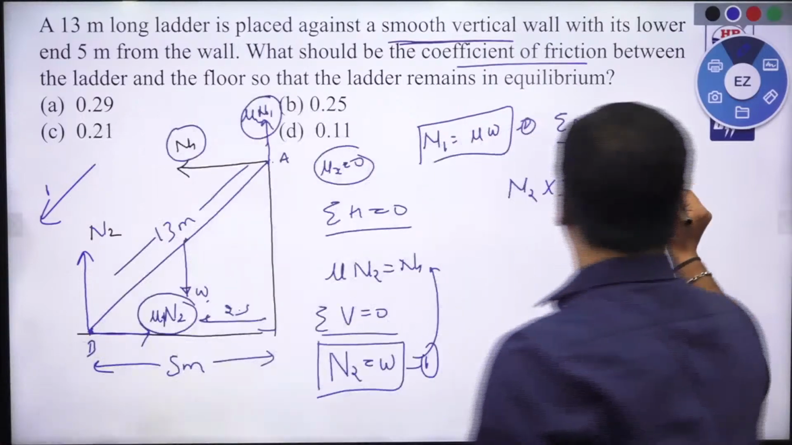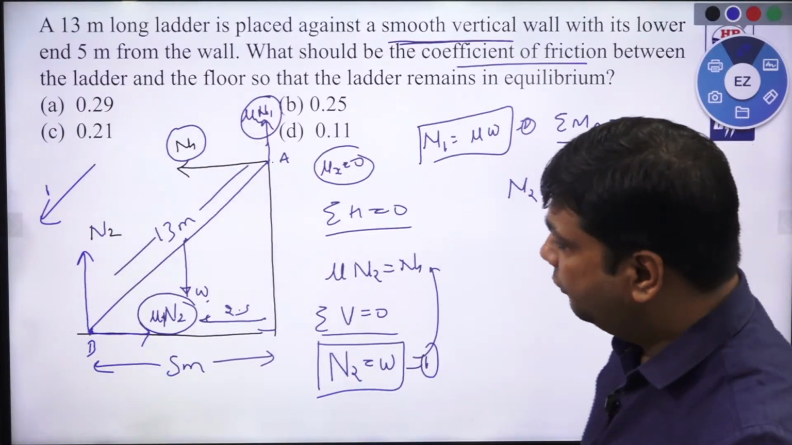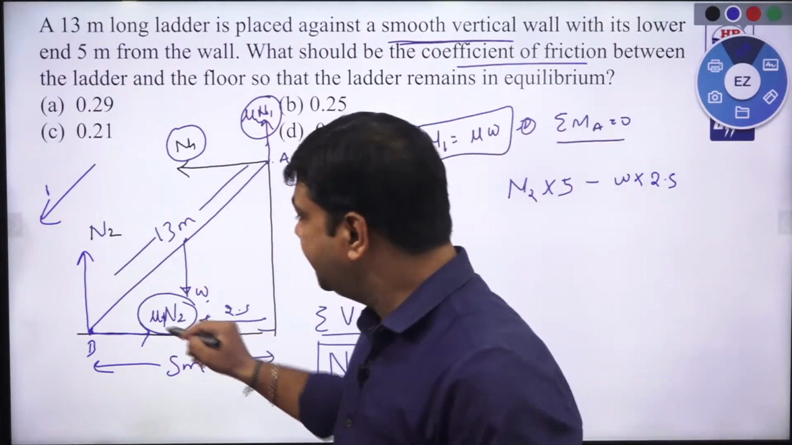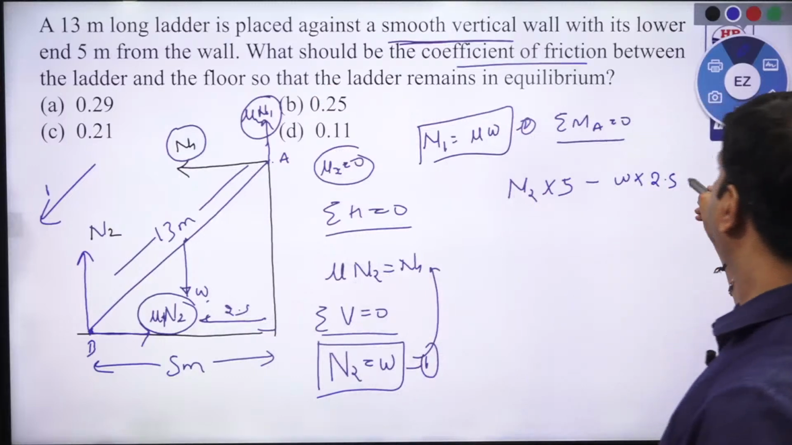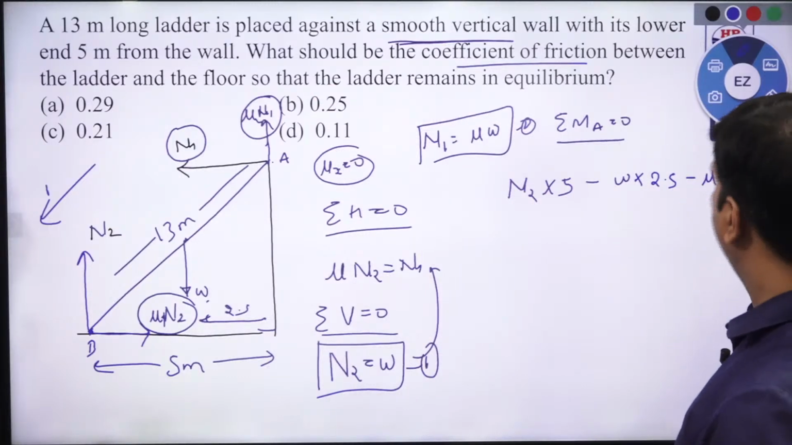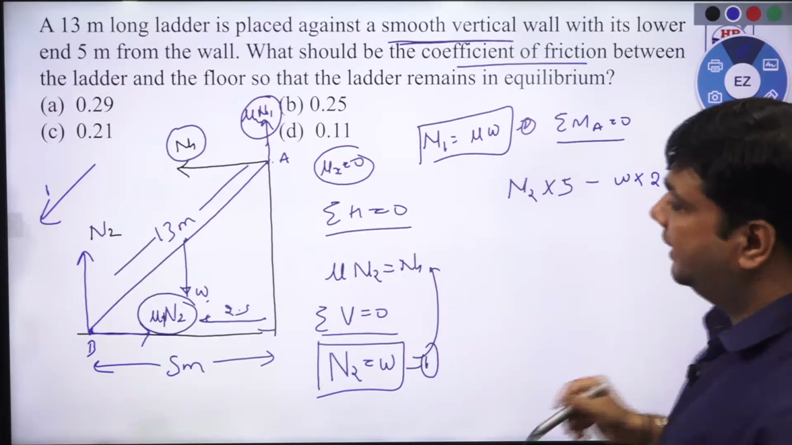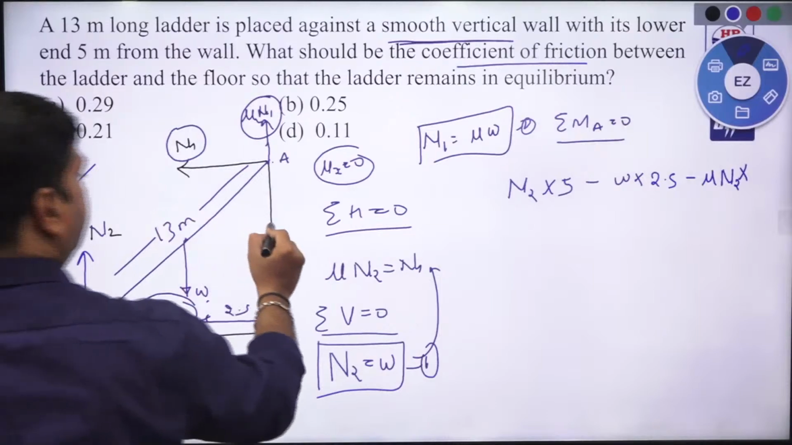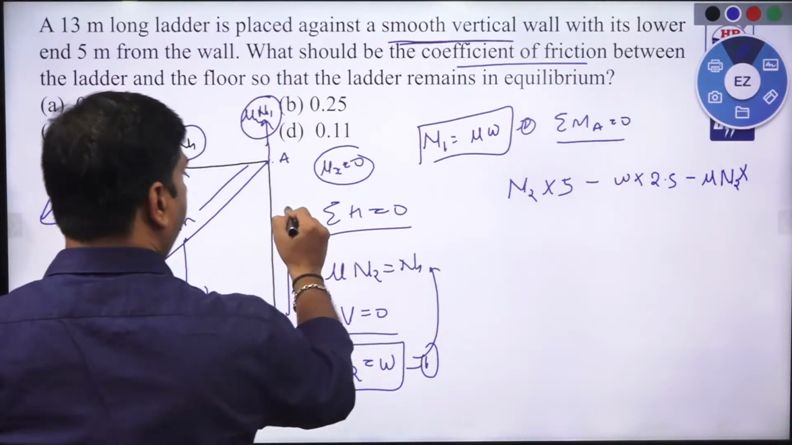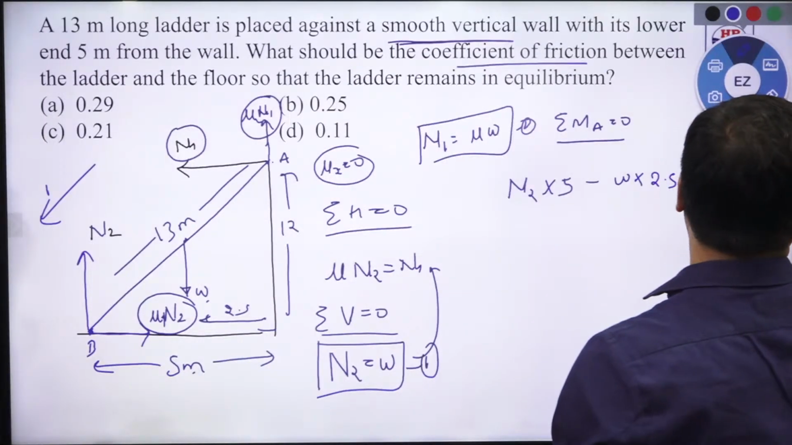So W into 2.5. After that, there is another force, which is mu N2, acting towards the anti-clockwise. So again, this is mu N2 into the distance. If this is 5 and this is 13, this comes to be 12 meters by the Pythagoras theorem. So we can multiply the 12 here, and it equals 0.